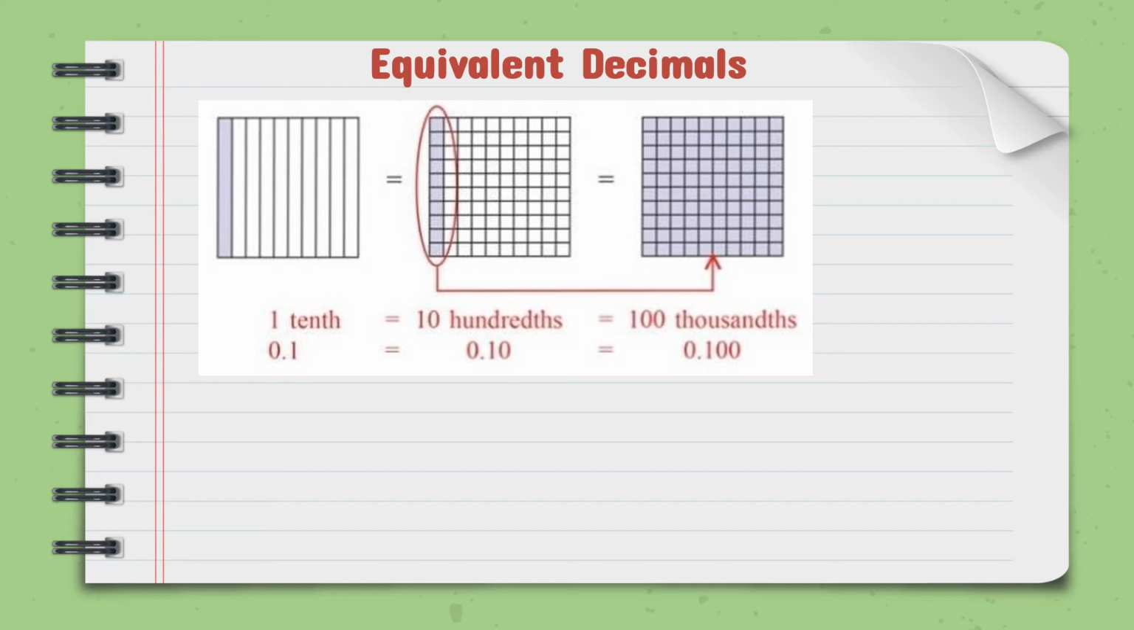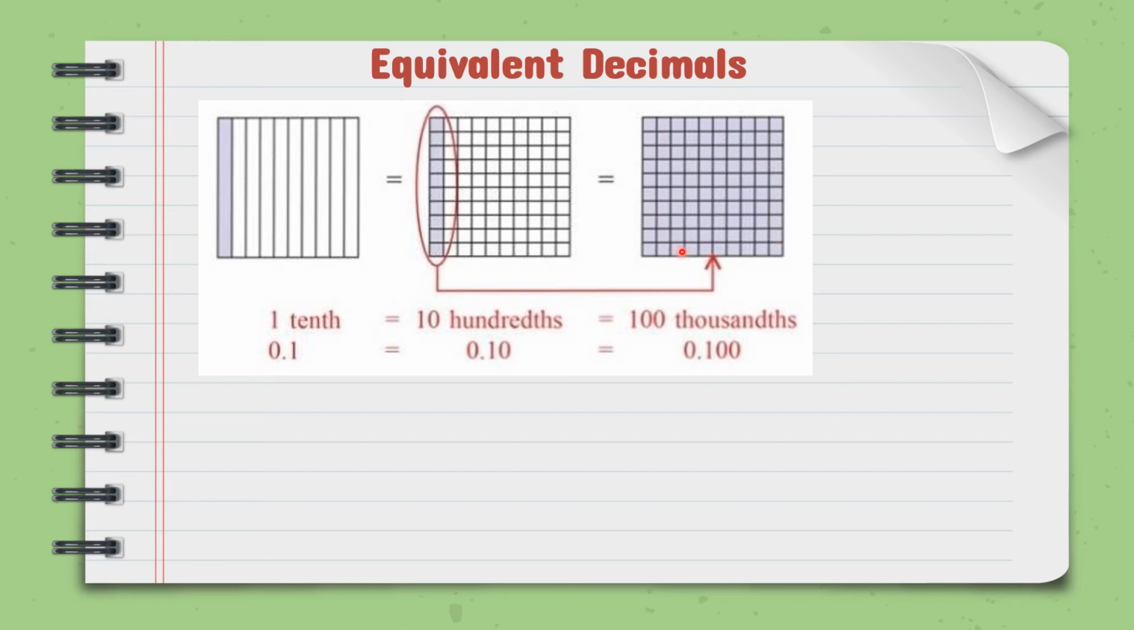So 1/10 can be written as 0.1, which is equal to 10 hundredth. See here, when we are writing down 10 hundredth, only one column is there, and in the tenths also one column is there. Okay, which is equal to 100 thousandth. So this is one column when it is completely divided into 1000 boxes.